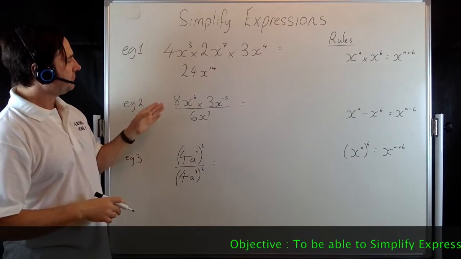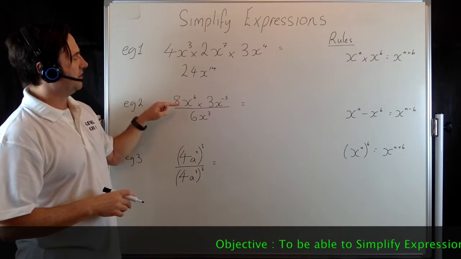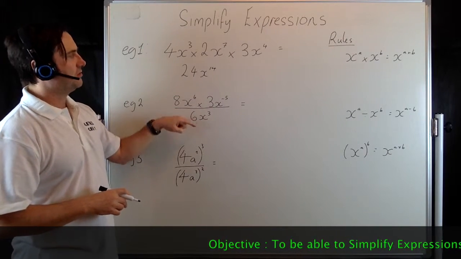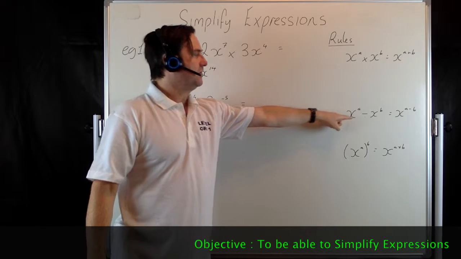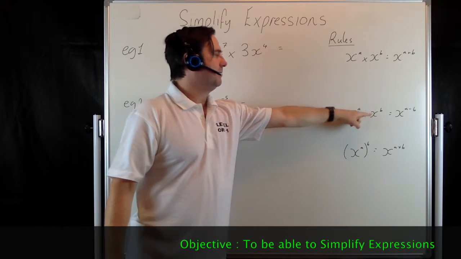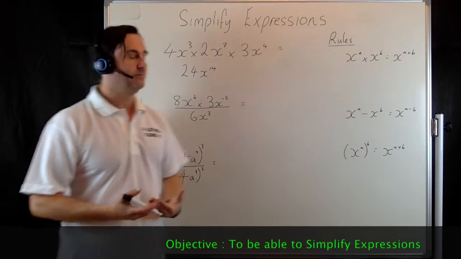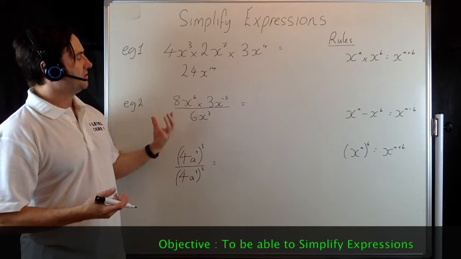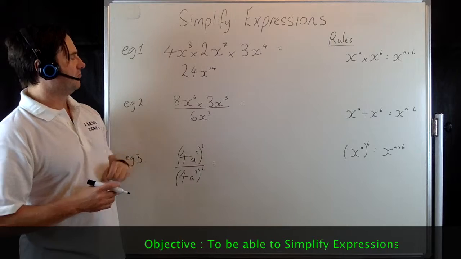Second one. This time we've got our multiplication law here at the top, but we're also dividing. Look at the second rule here. When you're dividing indices, if you've got x to the a divided by x to the b, it becomes x to the a take away b. So here, we're going to do this in stages. We'll do the top bit first, using our first rule.